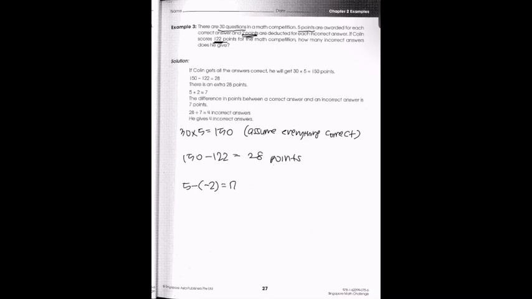So we're going to divide the difference by the difference in points. So that's going to be 4. And so that tells us that he had 4 incorrect answers. And since he answered 30 questions in total, that tells us that he solved 30 minus 4, which is 26 correct answers.